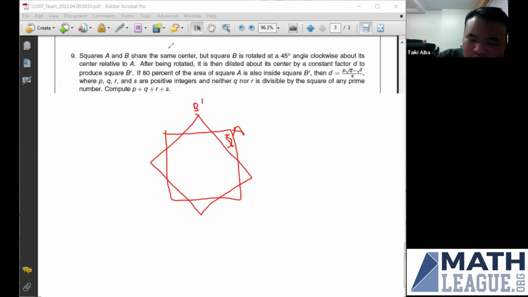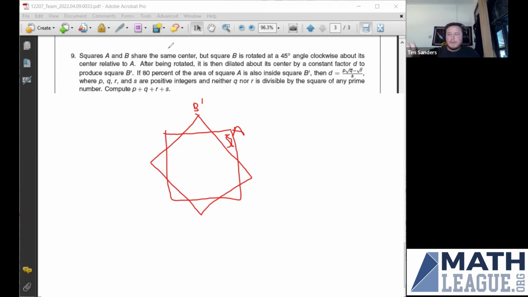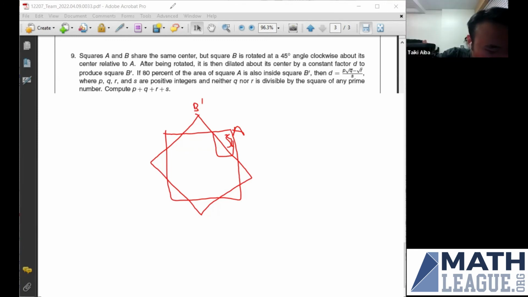That means, oh, I think this is going to be pretty straightforward. That means that this square here would be 10%. So we're looking for the square root of 0.1, and that's going to be this thing.